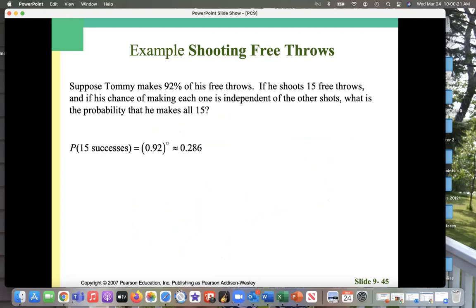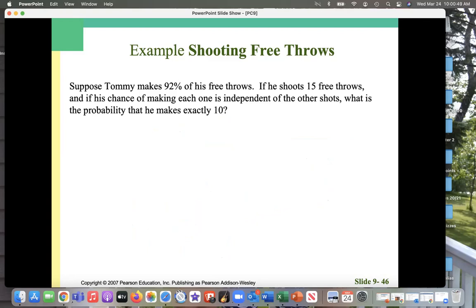They wrote it as 0.92 to the 15th power with about a 28.6% chance that he makes all 15. He's a pretty good free throw shooter, so it's fairly likely. Now, it might be more valuable to look at this one. Suppose Tommy makes 92% of his free throws. If he shoots 15 free throws, and if his chance of making each one is independent of the other shots, what is the probability he makes exactly 10?